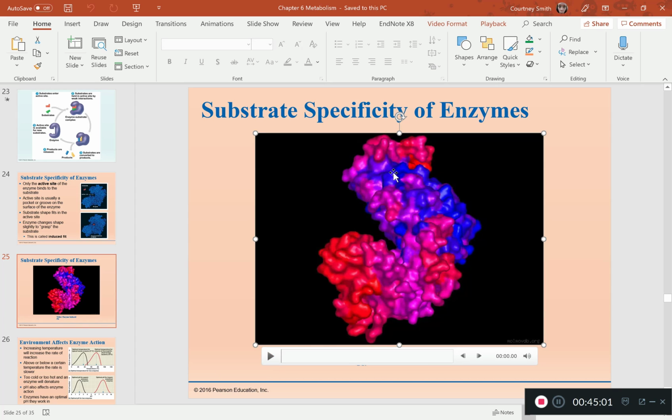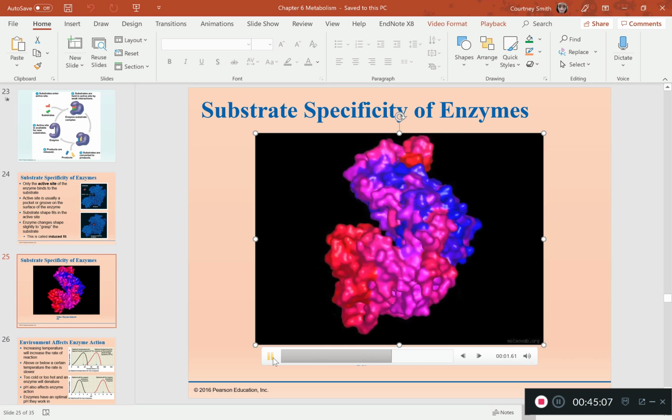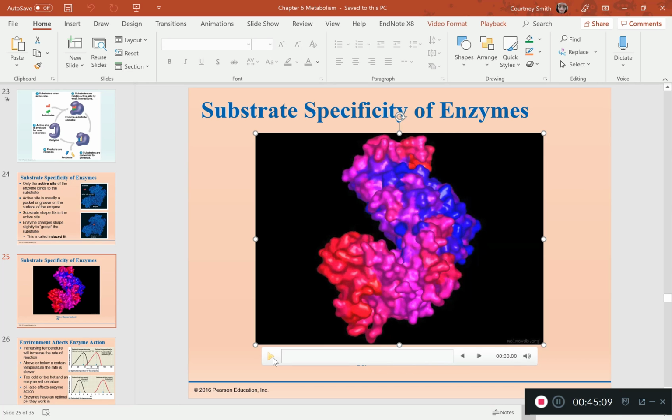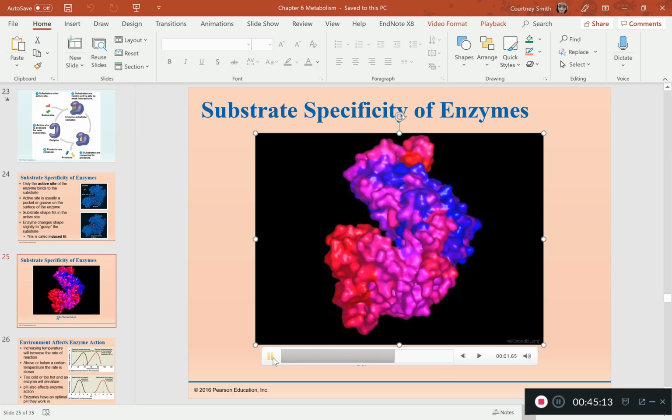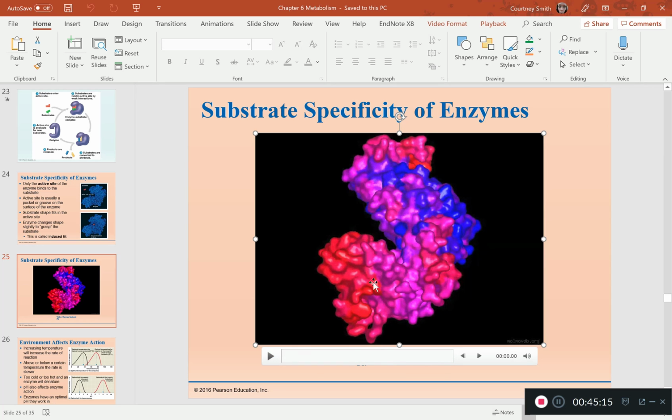So this is our enzyme, and then we're going to have a substrate come in, and then I'm going to explain what is happening. So you see it happened really quick. I'm going to play it one more time. So you see how this bottom part kind of comes in. So that is the induced fit.